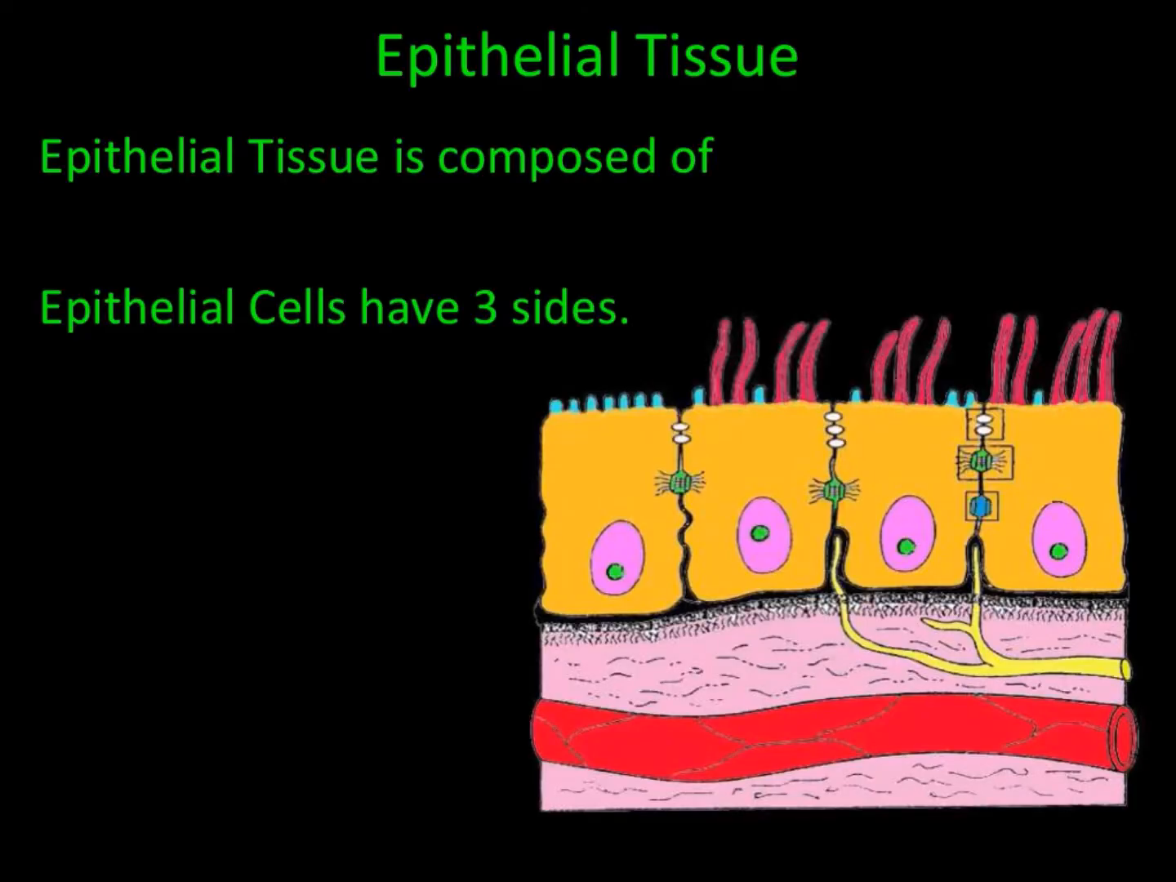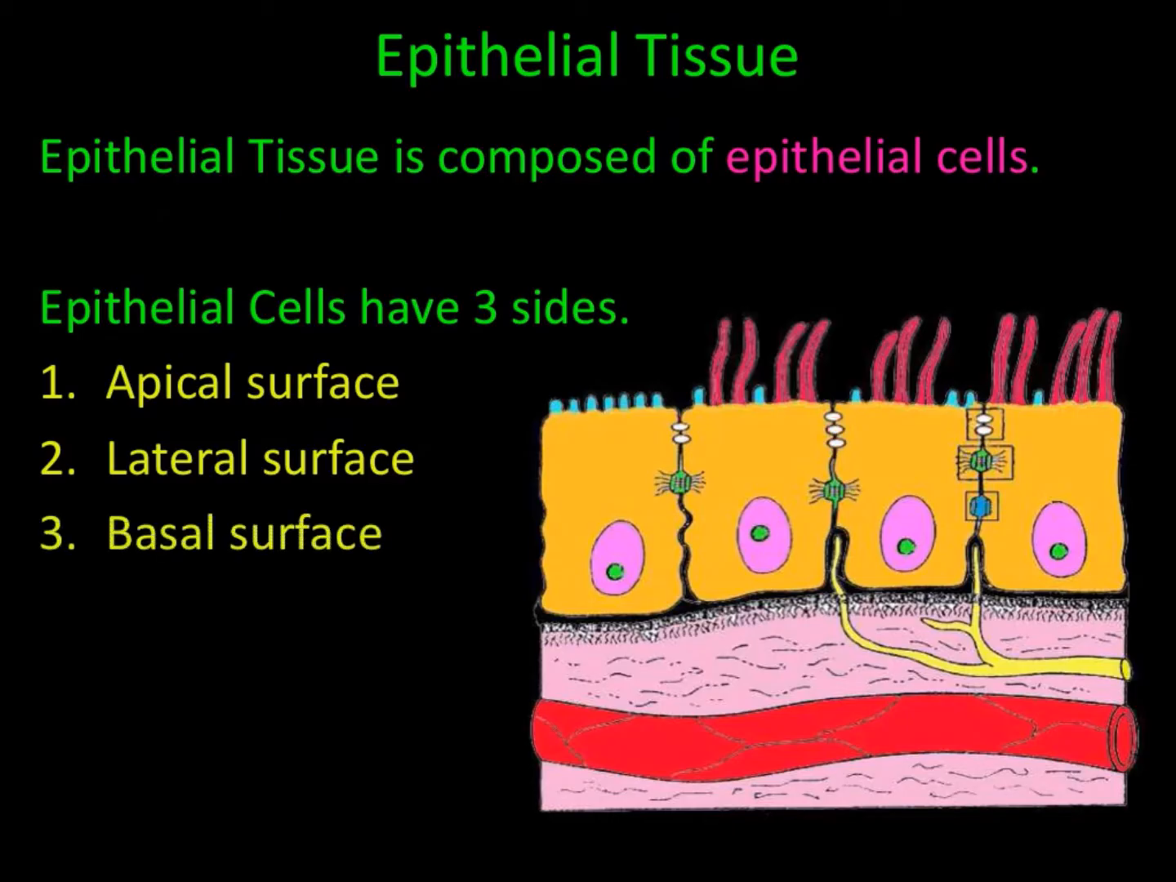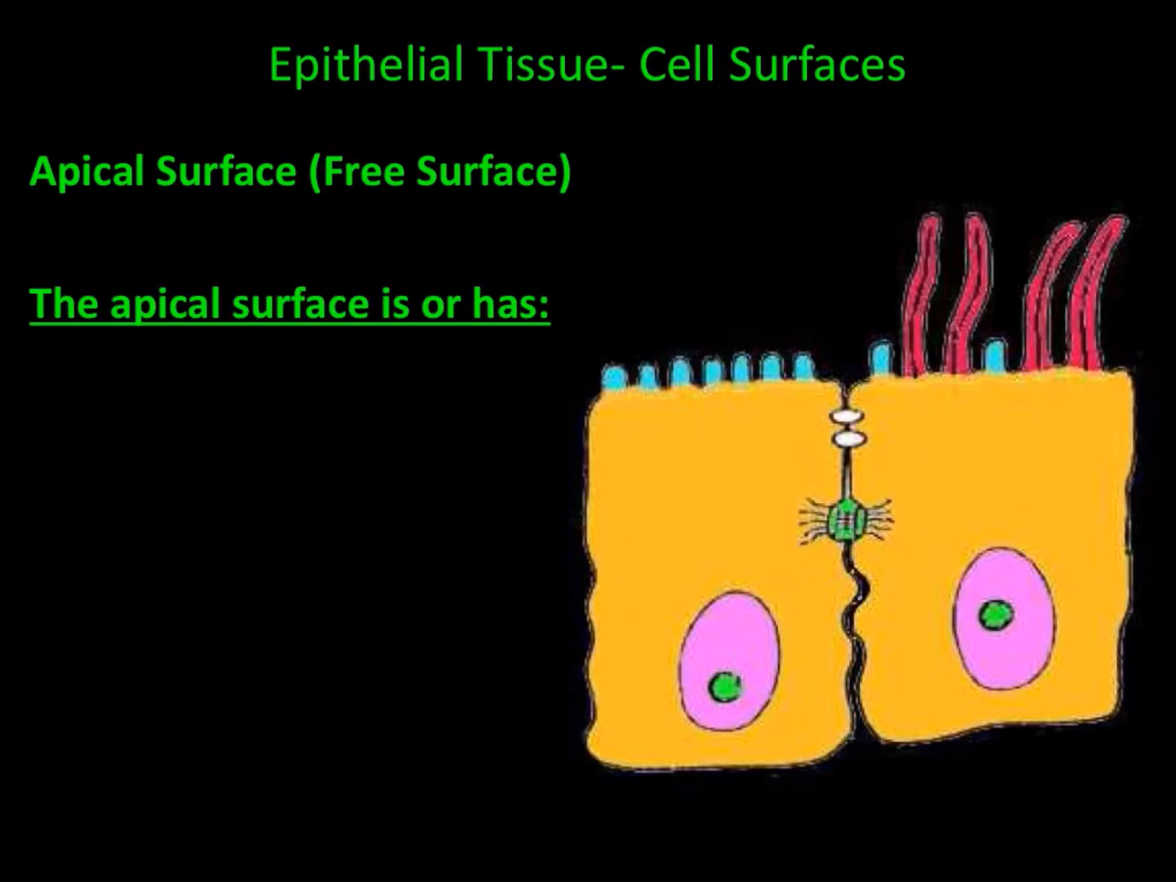Epithelial tissue is composed of epithelial cells. And when you take a closer look at epithelial cells, at least in this image or in this diagram, it has 3 sides. The first side of an epithelial cell is called the apical surface. The second side is called the lateral surface, and the third side is called the basal surface. The apical surface is also known as the free surface.